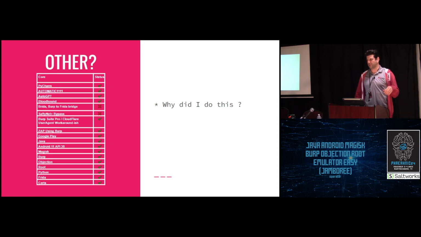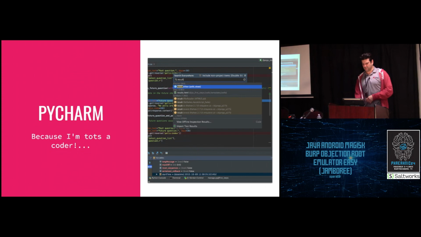AUTOMATIC1111, if anybody's messed with the image stuff, it's just a one-click setup that pulls down and sets up the Python environment for you and all that. So you just need a GPU that supports it. Click AUTOMATIC1111, it'll pull down all this stuff, set it all up for you and fire up the web page. AutoGPT doesn't really work anyways, but that's an AI-based agent.